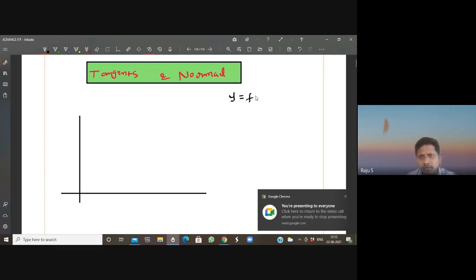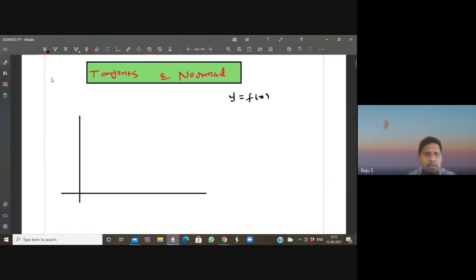The equation of the curve is y equal to f of x. This is the given curve, right? On the curve, I'm going to take a point P of x, y, any point, or x1, y1. You can take P of x1, y1 as any point on the curve.